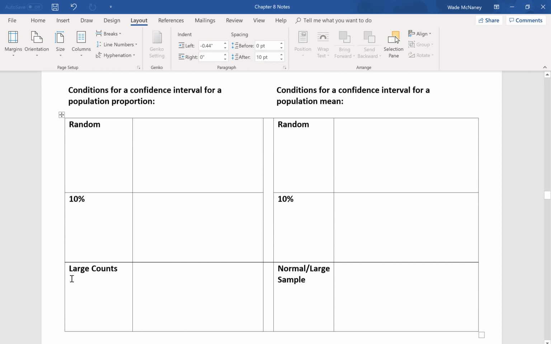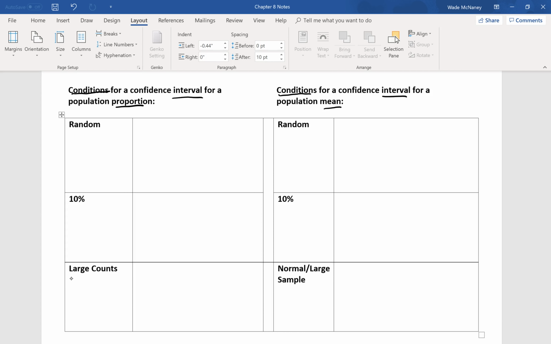In order for us to actually do this particular test, is what we're going to call it, to do this calculation, there are certain conditions that have to be met. And these are the same conditions that we talked about in chapter 7. We didn't call them conditions, but we're calling them conditions now because that's the language that we use for these tests. So these are the conditions that allow us to go ahead and do these calculations. We have to make sure these conditions are met for a proportion, and we have to make sure these conditions are met for a mean if we're going to be doing a confidence interval for proportion or a confidence interval for means.